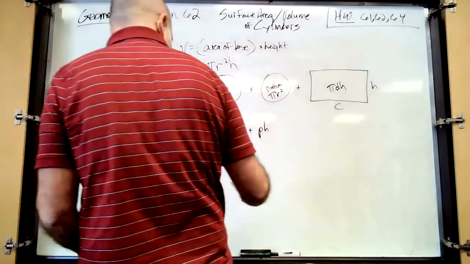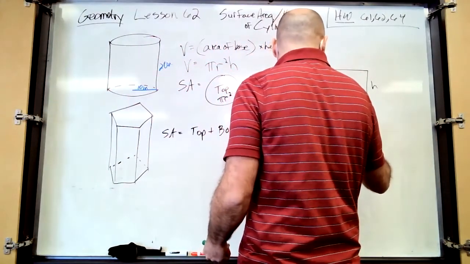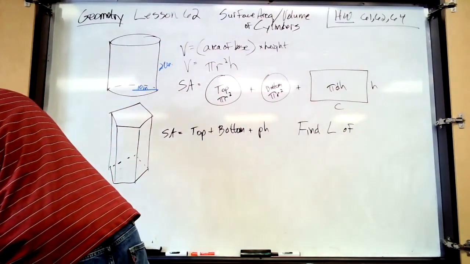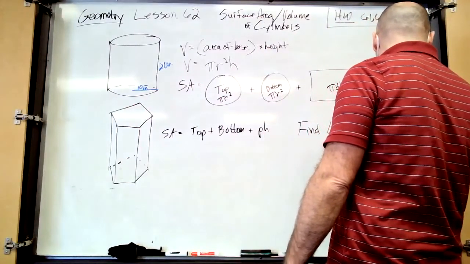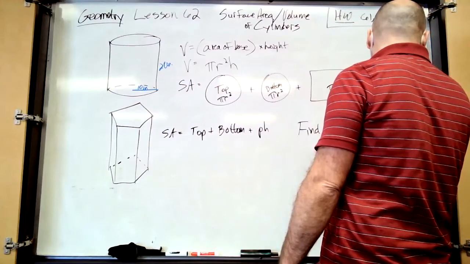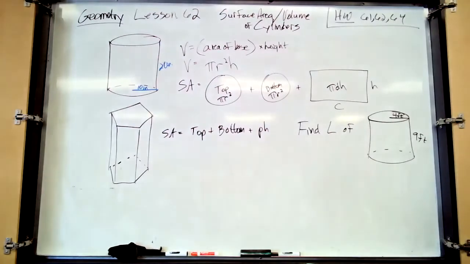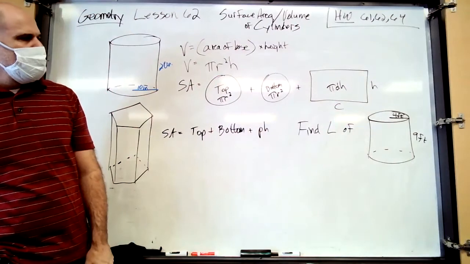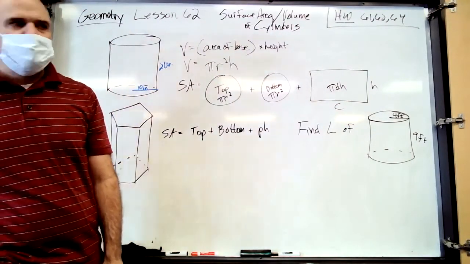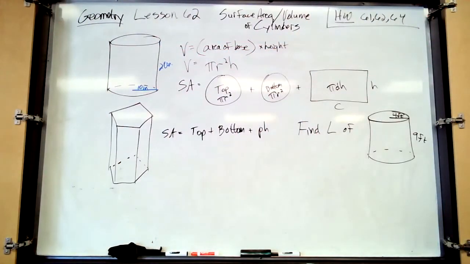So I just want to find the lateral area, L. It just says L, that's weird, of this. So just find the lateral area of that cylinder. You can give me in terms of pi if you want. Just the lateral area. How do you find the lateral area?